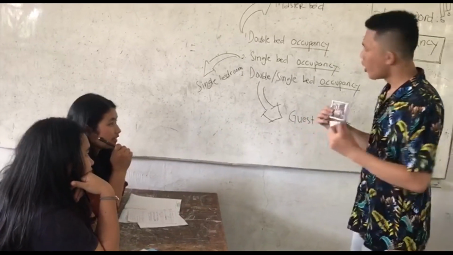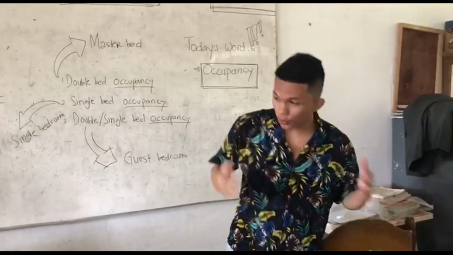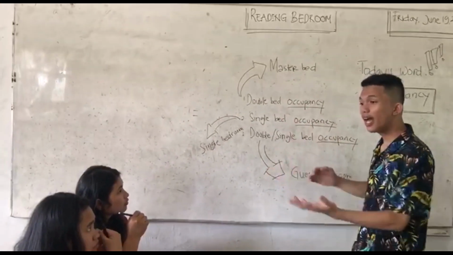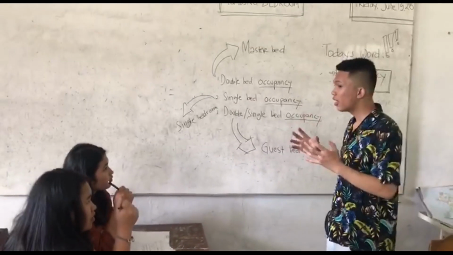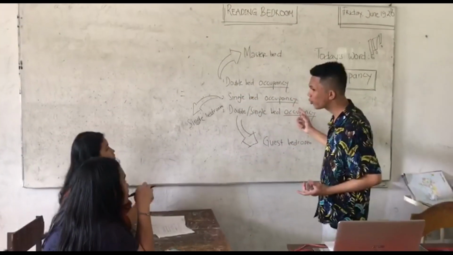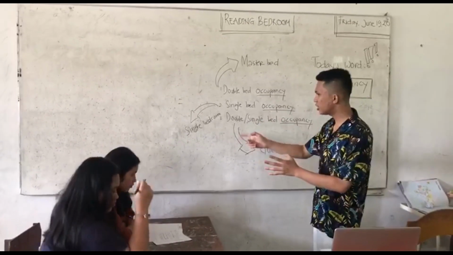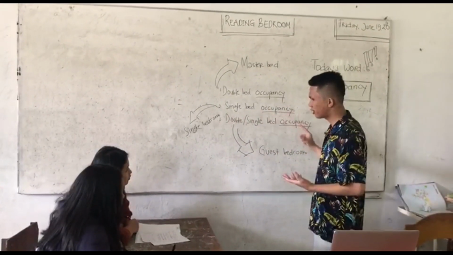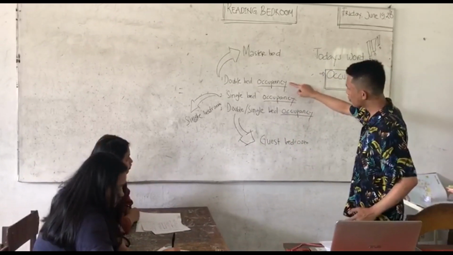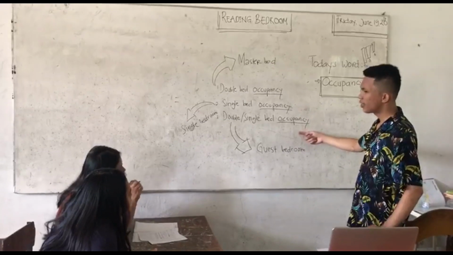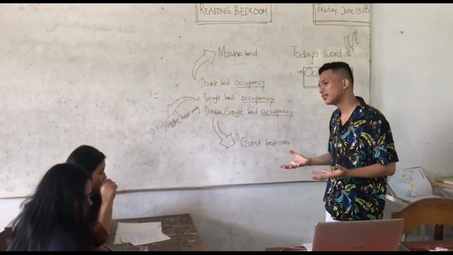You love the color. Okay guys, because you have told me your preference, now I will tell you that master bed, as Indah has said, has the big size, and we call it a double bed occupancy. And Atta says she loves the single bed because of the color, which is single bed occupancy. You see, there is a word that repeats: occupancy. So what do you think occupancy means?